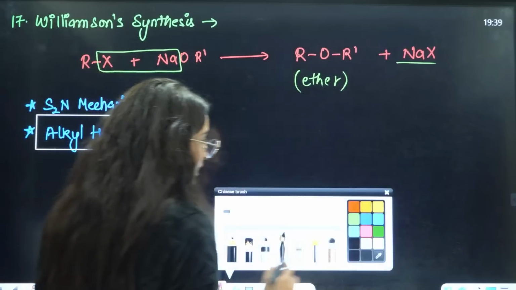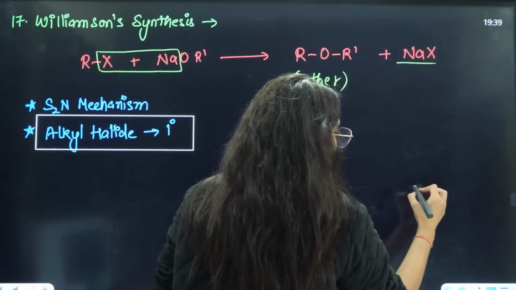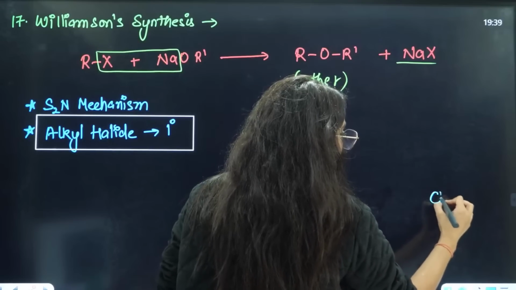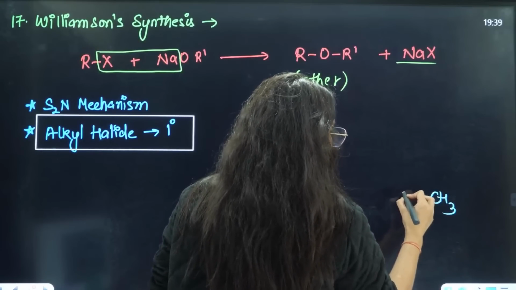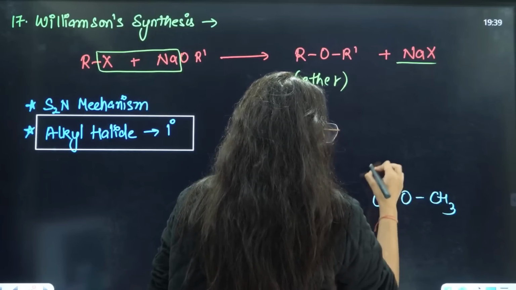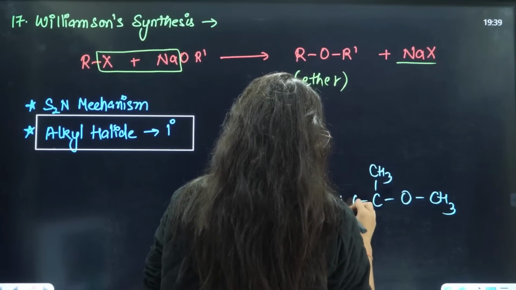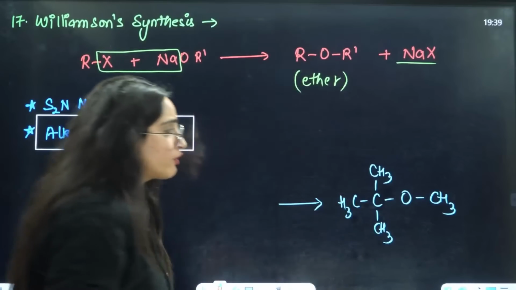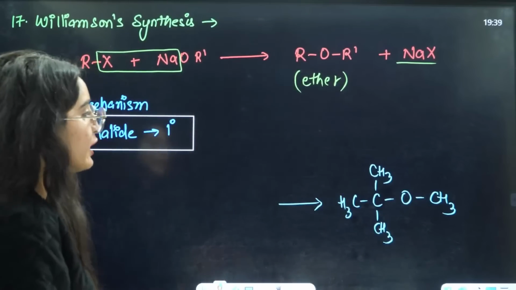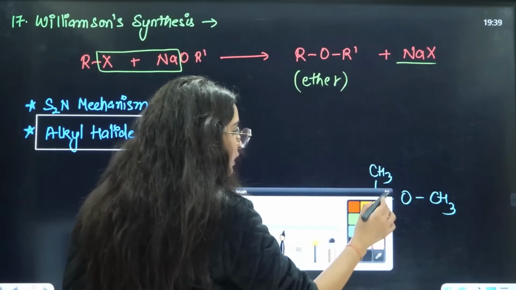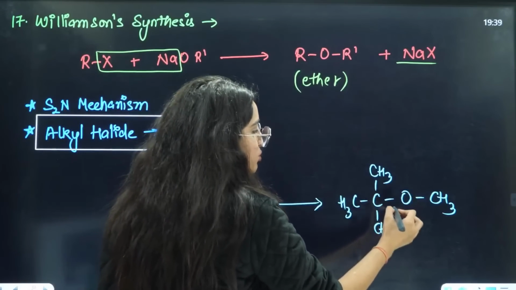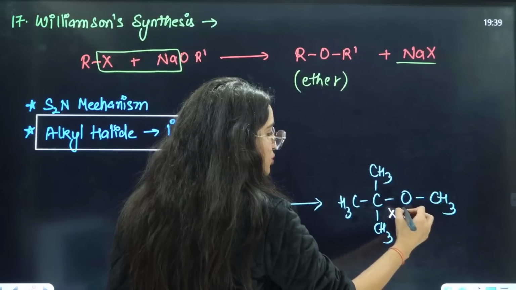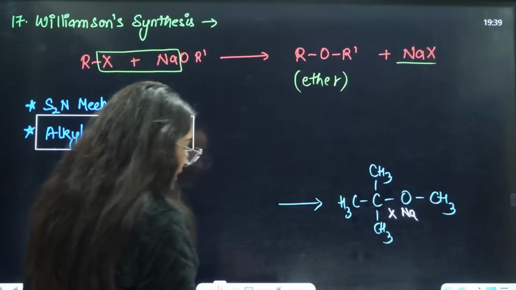For example, they are asking that you have to make this ether from Williamson synthesis. What will be the reactant? Now I know what the reactant can be. One alkyl halide should have X, one alkyl halide should have ONa, right?